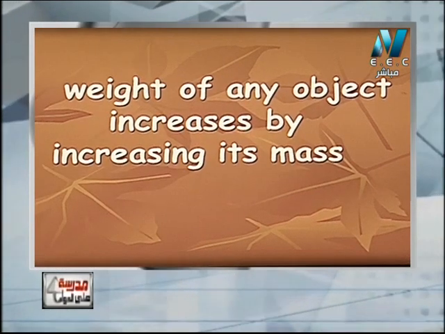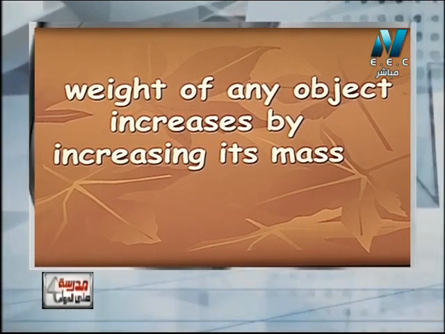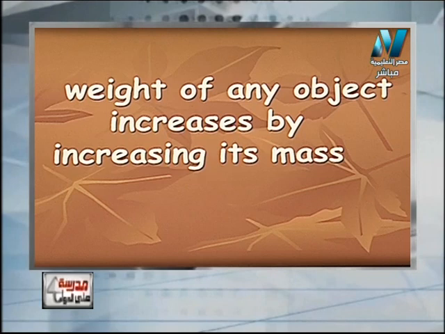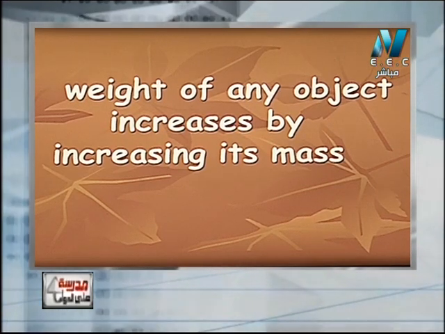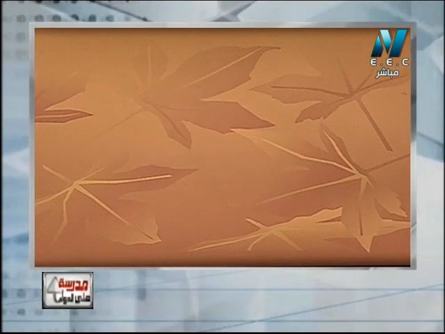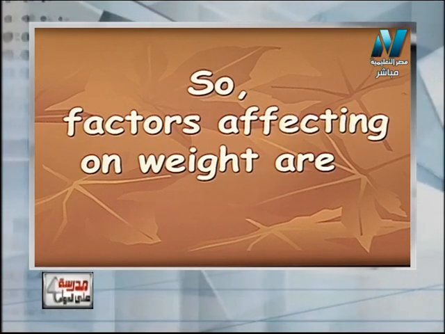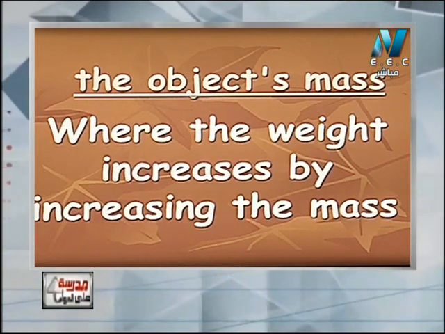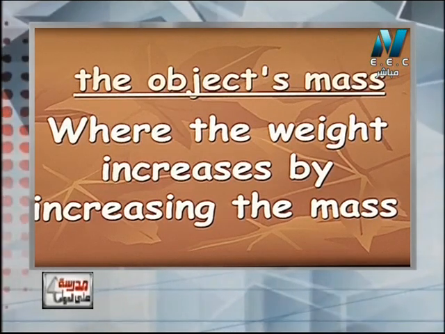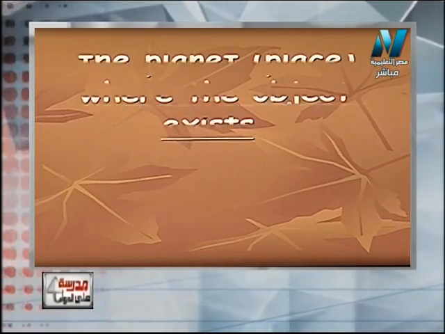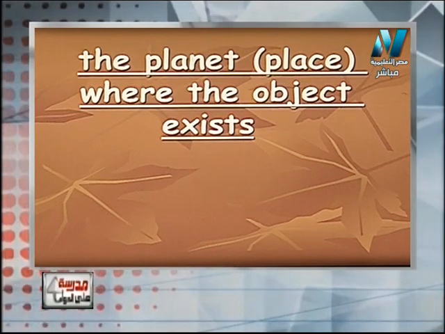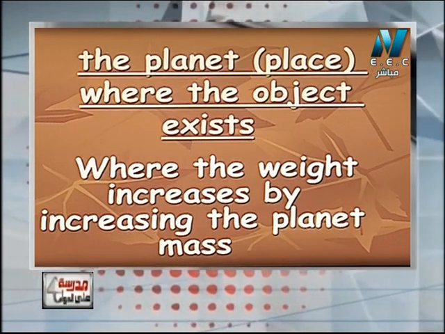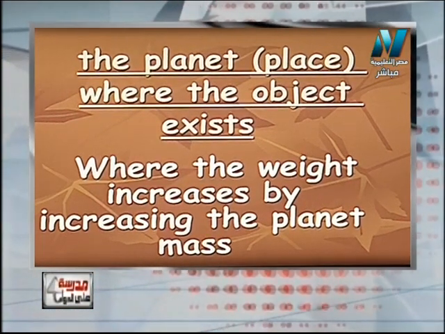So now weight of any body increase by increasing its mass. So I can say weight changes or doesn't change from place to place. Sure weight changes. الويت بيتغير من مكان لمكان لكن الماس constant الماس ثابتة. So now factors affecting weight اللي أثر على الويت we have many factors such as the object's mass كتلة الجسم قلناها من شوية. We can say the weight increases by increasing the mass. Another factor أو العامل الثاني the planet or the place where the object exists where the weight increases by increasing the planet mass. دايما الويت بيزيد كل ما تكون كتلة الكوكب اكتر.